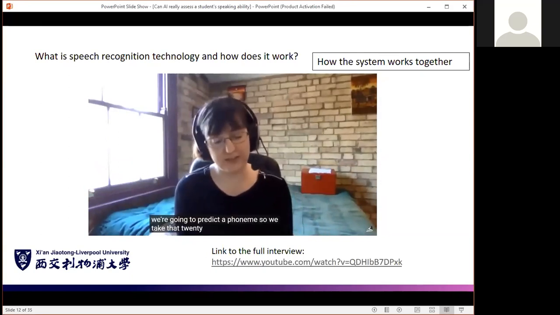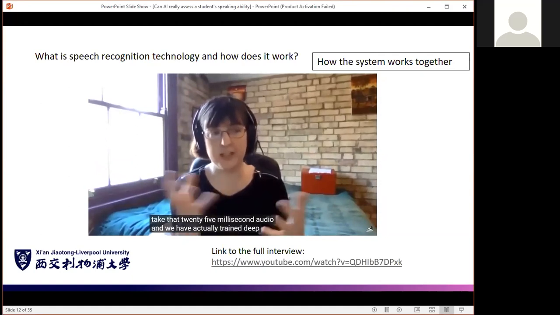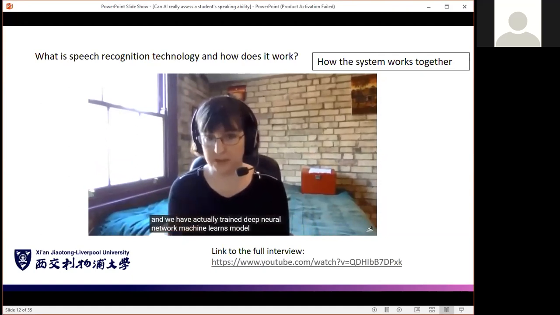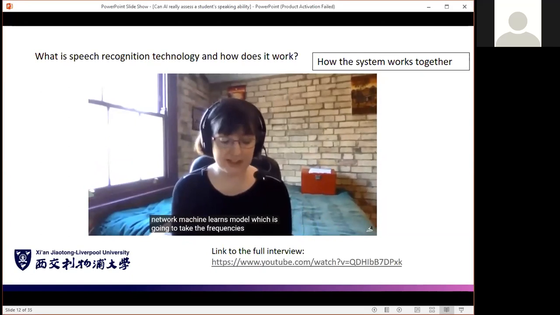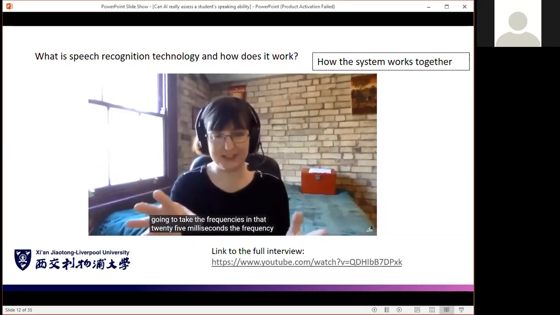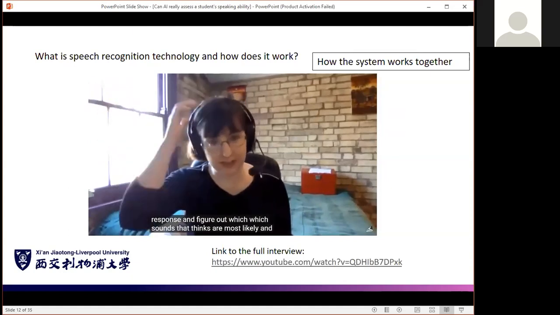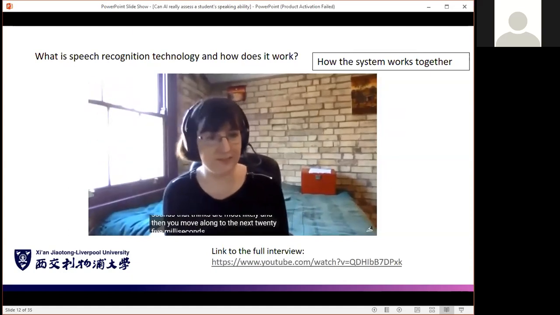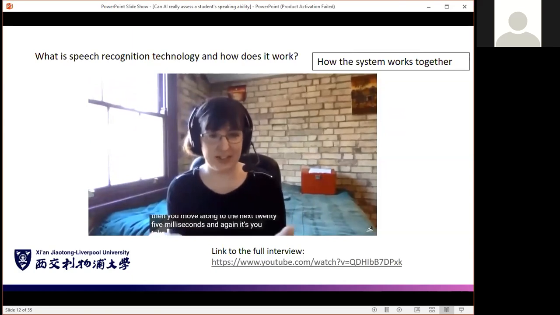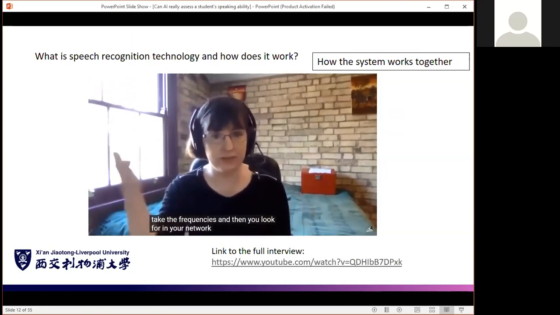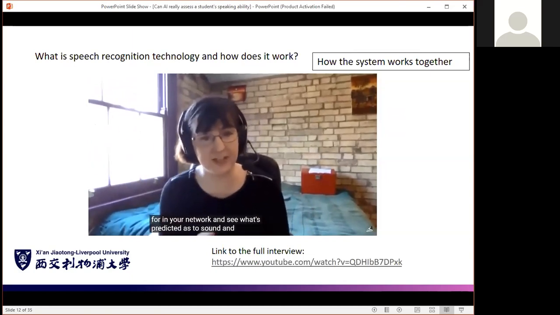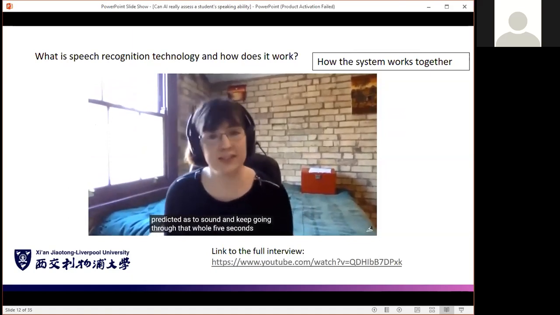So we take that 25 millisecond audio, and we have actually trained a deep neural network, a machine learned model, which is going to take the frequencies in that 25 milliseconds, the frequency response, and figure out which sounds it thinks are most likely. And then you move along to the next 25 milliseconds, and again, you take the frequencies, and then you look through a neural network and see what's predicted as the sound, and keep going through that whole 5 seconds.